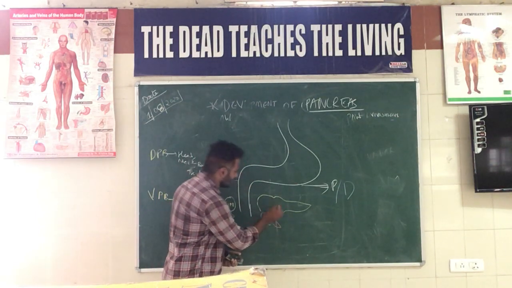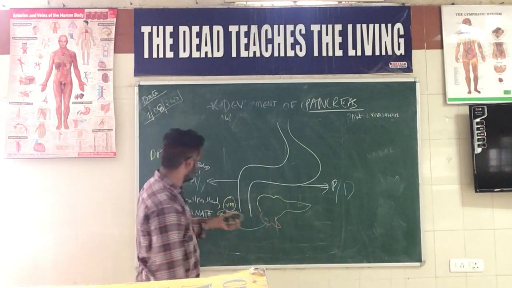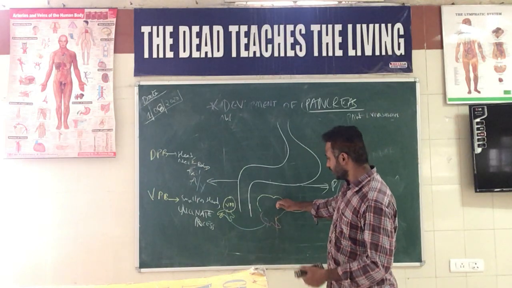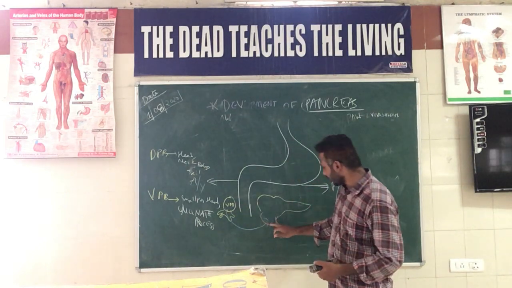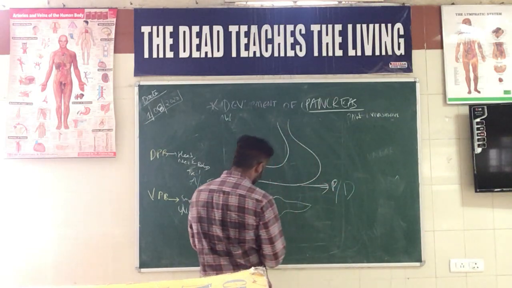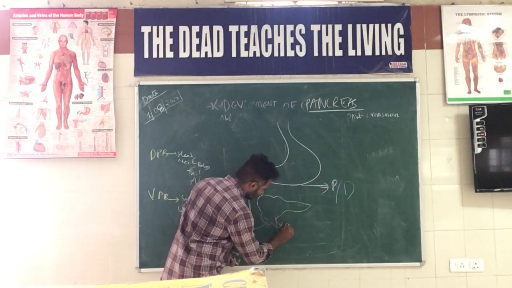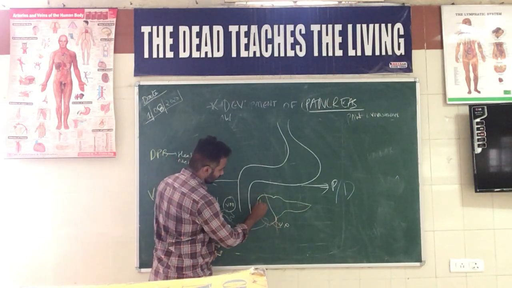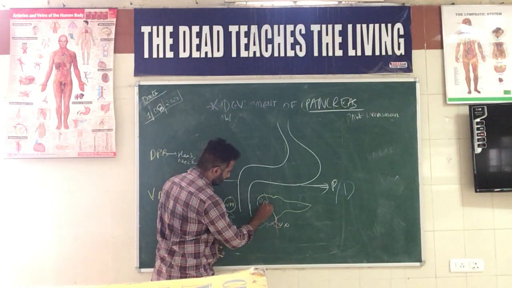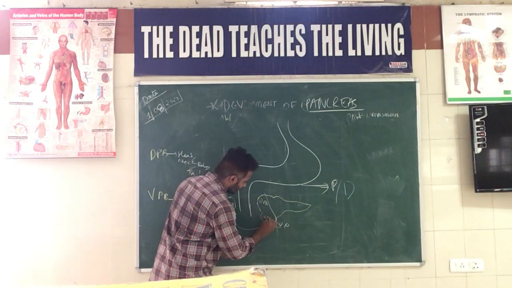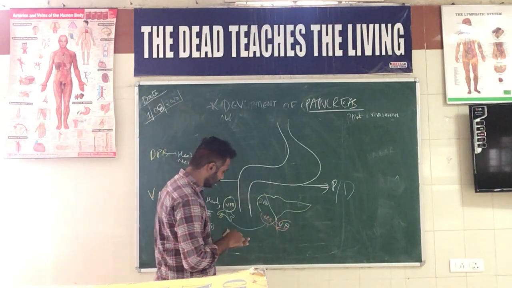uncinate process. After the ventral pancreatic bud reaches the dorsal side, it gives rise to the smaller part of the head and a very important structure called the uncinate process. So this is the uncinate process. This is the head. Majority of the head is developed from the dorsal pancreatic bud, and the minority of it will be developed from the ventral pancreatic bud. This uncinate process is purely developed from the ventral or the anterior pancreatic bud.